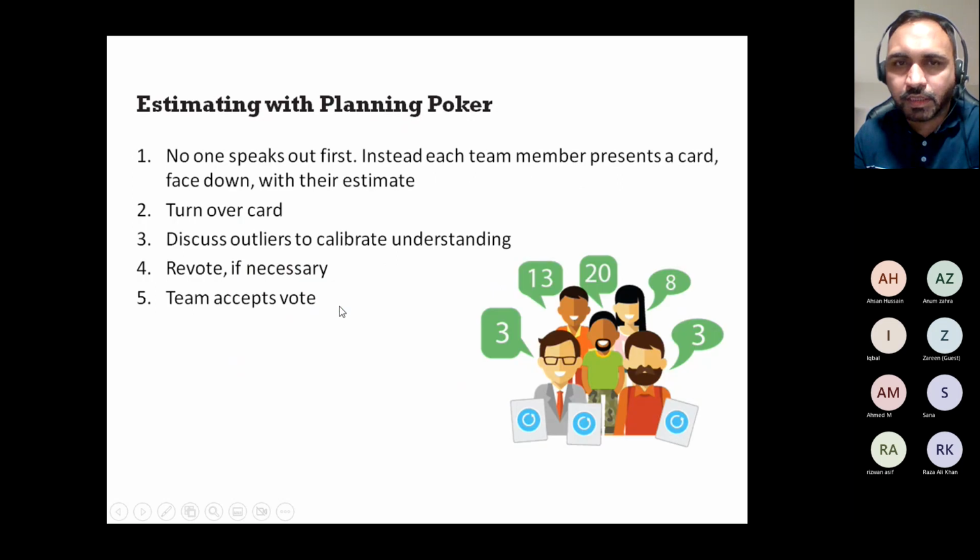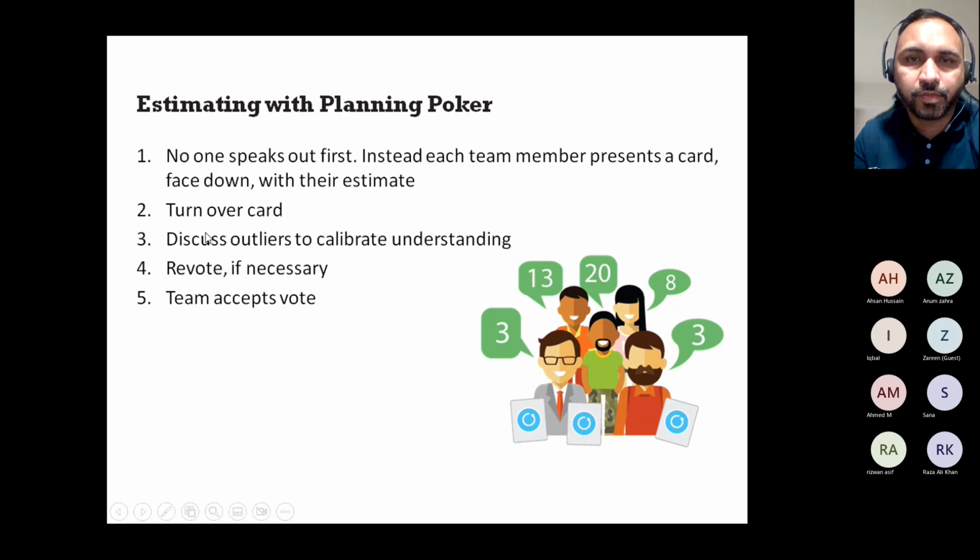So the next slide is talking about estimation techniques. Remember, we talked about it. No one speaks out first. Instead, each team member presents a card face down with their estimate. They pick up the card and show that, to me, this story is an 8-pointer, or a 5-pointer. Turn over the card when it's called out.